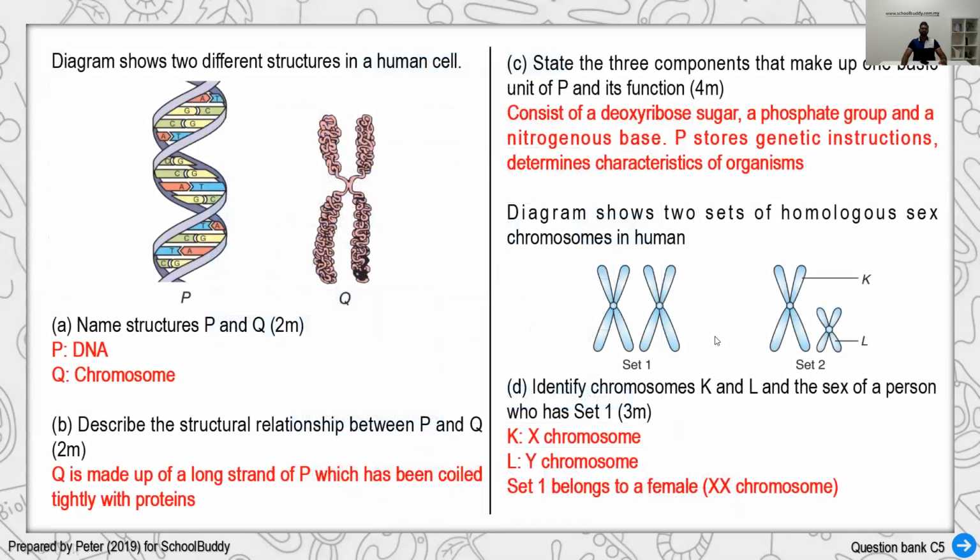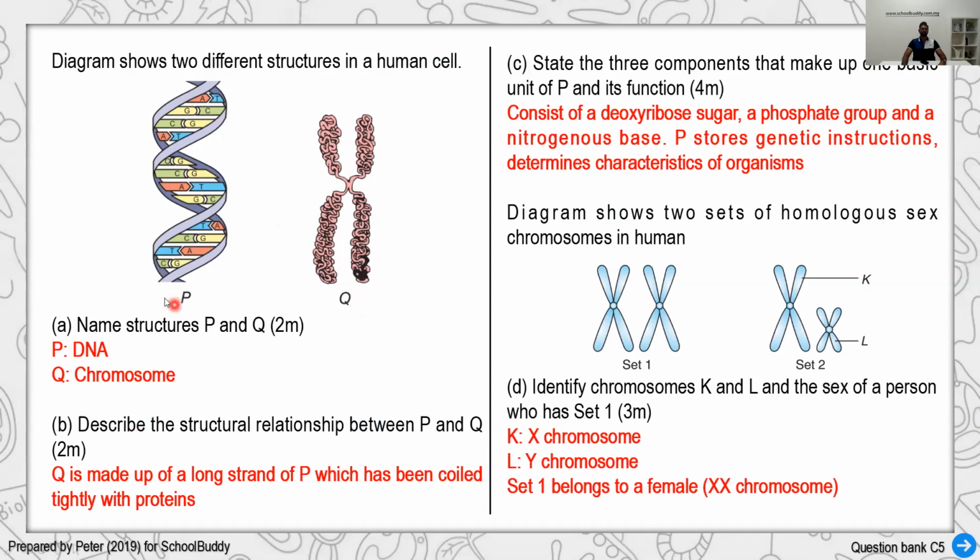So let's see the question about DNA structure here. We have two structures. In one, we can see they are coiled, a double helix, with some base structure. By now you already know this P belongs to DNA. On the other hand, when this is coiled, forming a thickened structure like a Y shape, it's obviously easy to identify as a chromosome. So this is how DNA and a chromosome look.